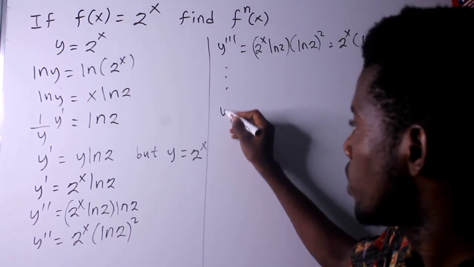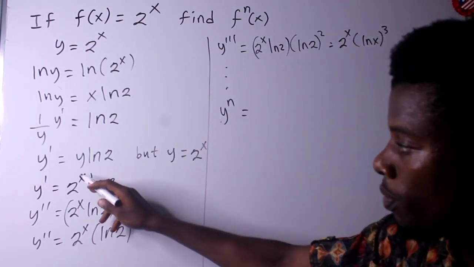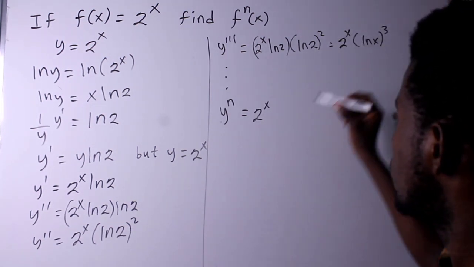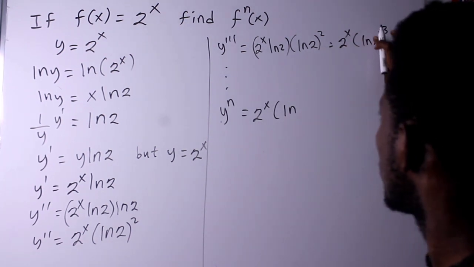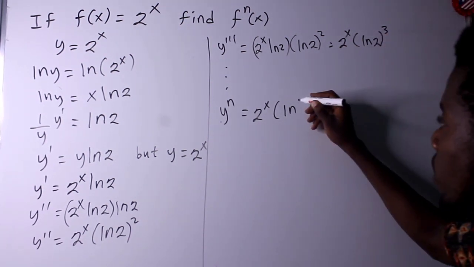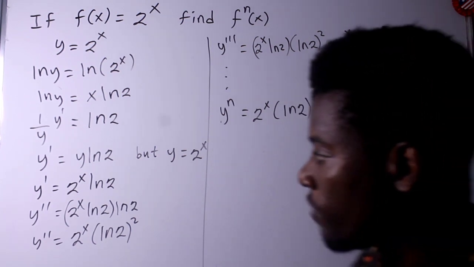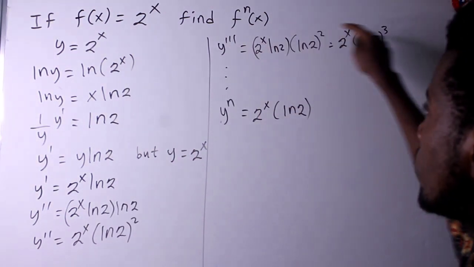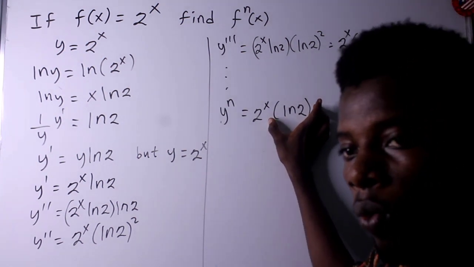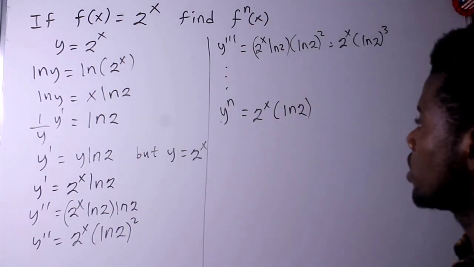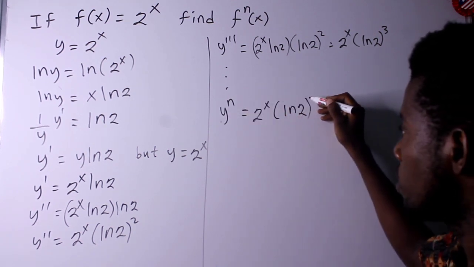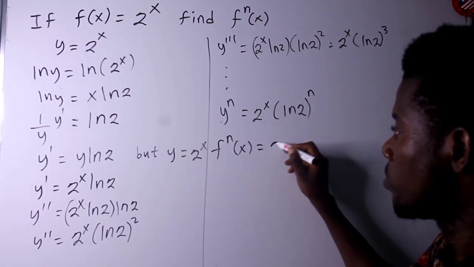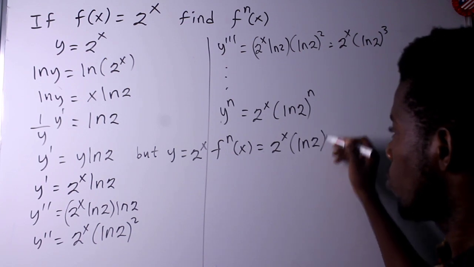Therefore, I can conclude that the nth derivative of this function, since 2 raised to the power of x is constant in all of the derivatives, I will have 2 raised to the power of x. Since the ln of 2 is constant in all the derivatives, I will have the ln of 2, and then raised to a power. For the first derivative, the power is 1. For the second derivative, the power is 2. For the third derivative, the power is 3. So the power of the ln of 2 will correspond to the derivative. So in this case, the nth derivative will be 2 raised to the power of x, times ln of 2 raised to the power of n. Or f to the n of x is equal to 2 raised to the power of x times ln of 2 all to the power of n.